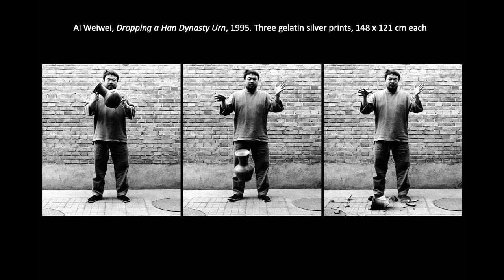So we're looking here at three photographs. This was a work that Ai Weiwei did in 1995 that consisted of him being photographed dropping a 2,000-year-old Chinese urn. So this is a ceremonial urn from the Han Dynasty, which dates about 206 BCE to about 22 CE. And so the Han Dynasty is often considered the golden age of Chinese history. And so the act of destruction and the photographic record here were meant to be controversial in a way. Not only has he smashed an ancient artifact, but he doesn't seem to care at all.